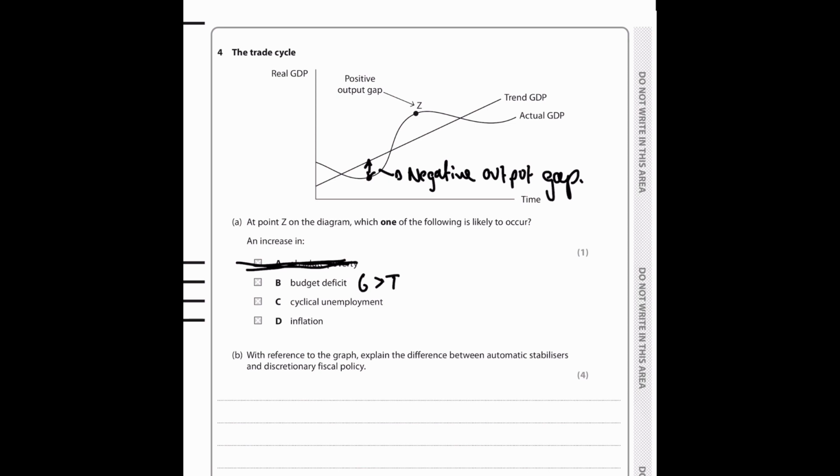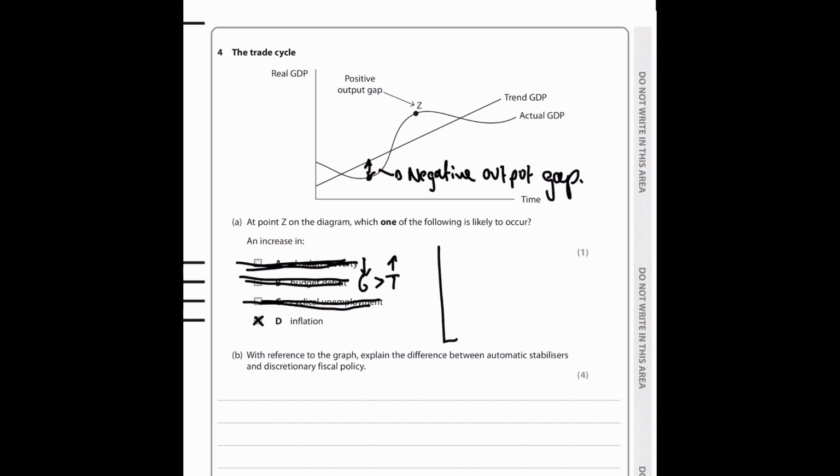And in a positive output gap, less government spending is needed because there are more people employed and more taxes are collected through income tax and corporation tax. So actually, there would be a fall, most likely, in the budget deficit. An increase in cyclical unemployment. Again, unlikely, because there's a stronger demand for goods and services, it's likely that this creates an increase in demand for labour, and therefore cyclical unemployment actually decreases. And inflation is probably the most likely.